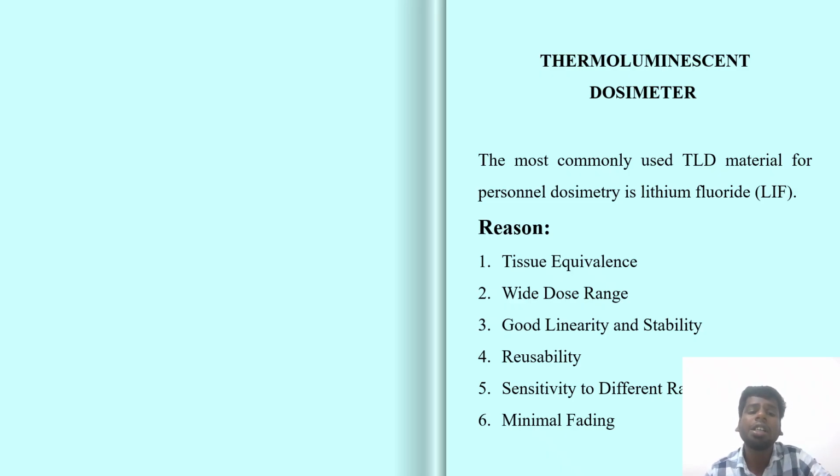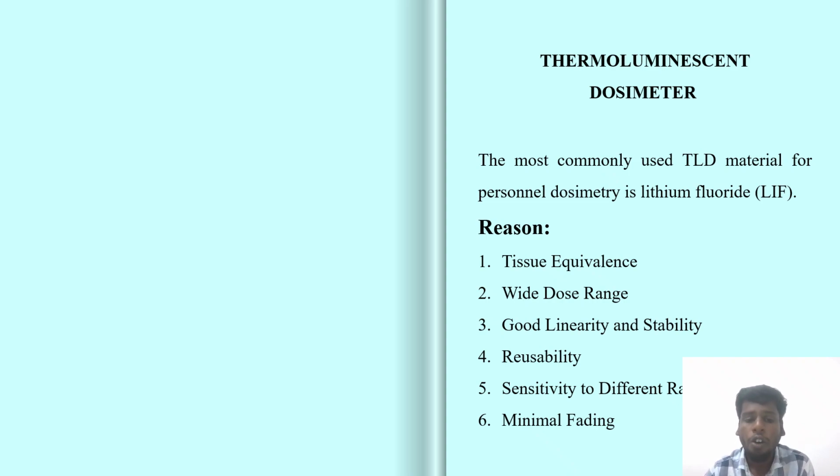We are going to heat the TLD crystals, about 100 to 300 degrees Celsius. When we heat them, there will be an emission of light, as the electrons that were trapped in the excited state come down to the lowest energy, which is de-excitation.